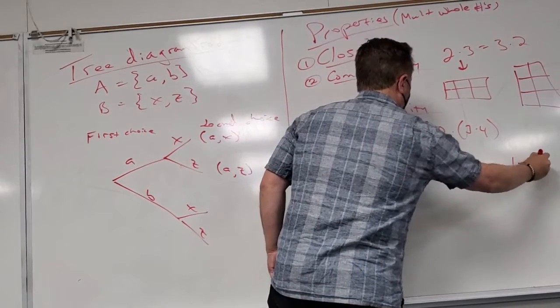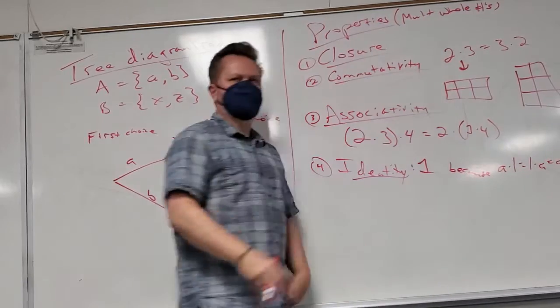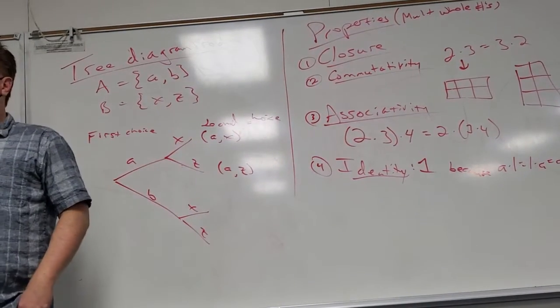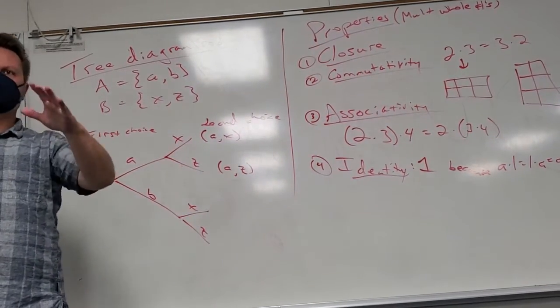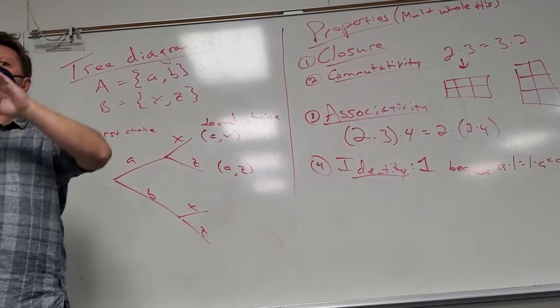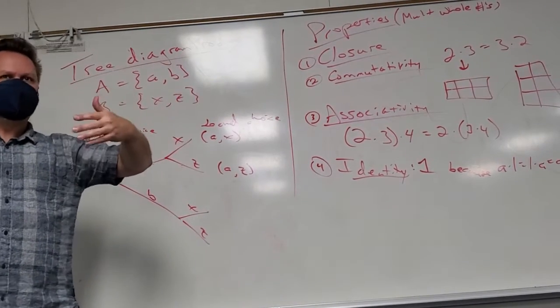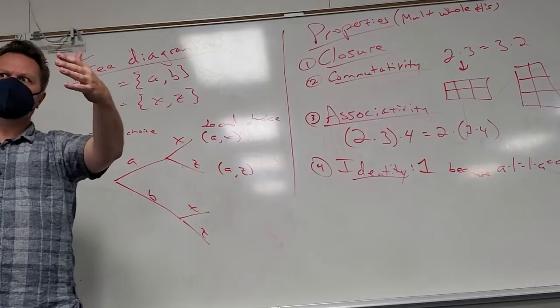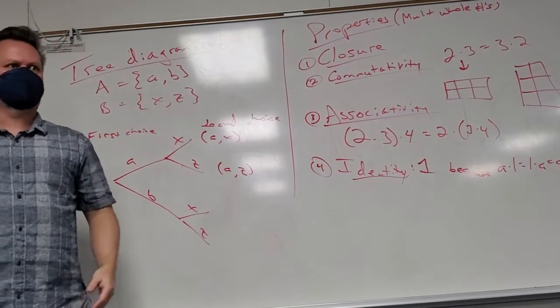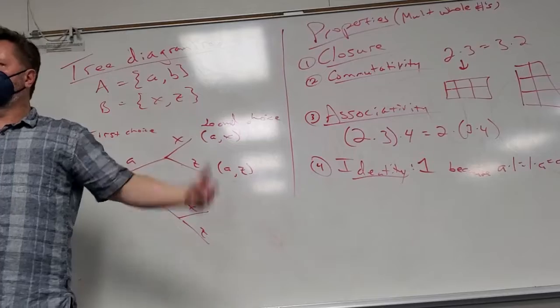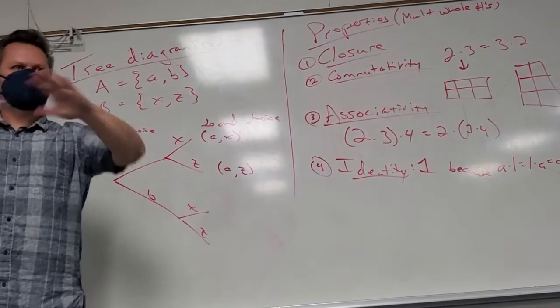A times 1 equals 1 times A equals A. I love that idea. We math people sometimes pick the right word. Very often we don't. But identity makes sense. What do I use to keep something's identity the same? Not 2, because then it'll be twice whatever it was. Right? 1, it keeps it the same.